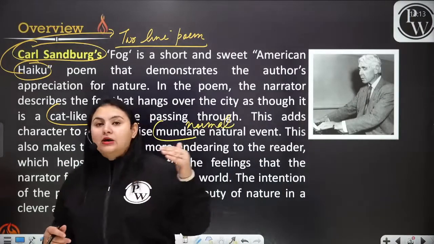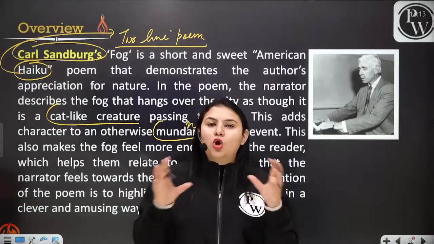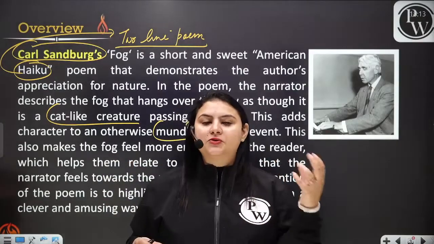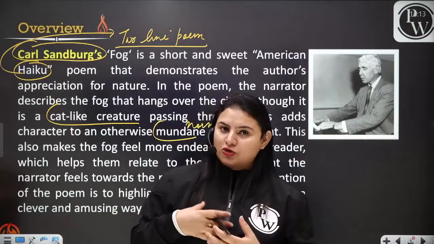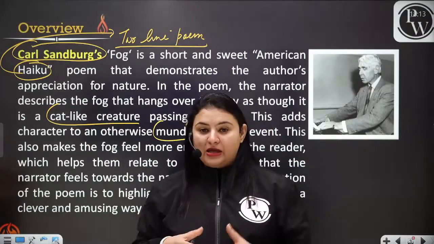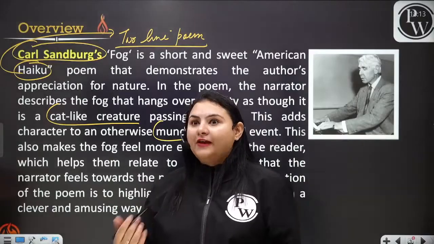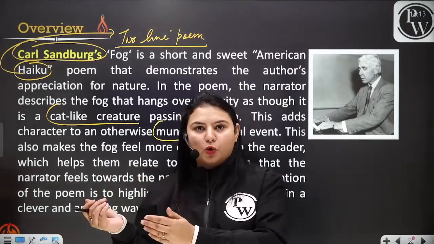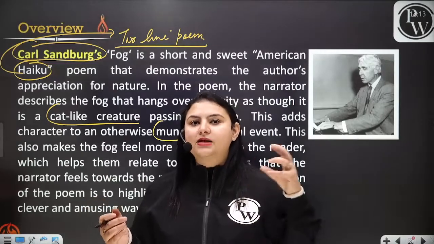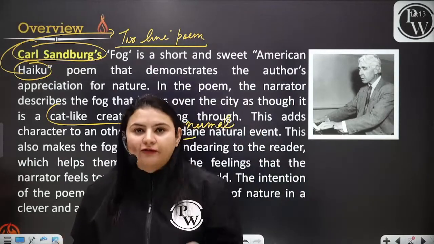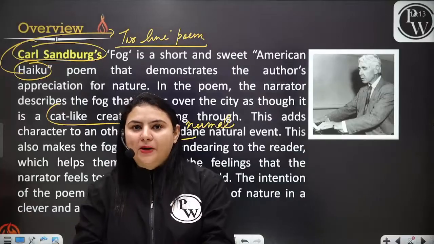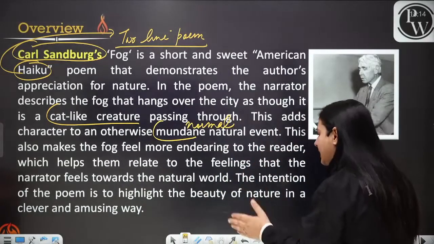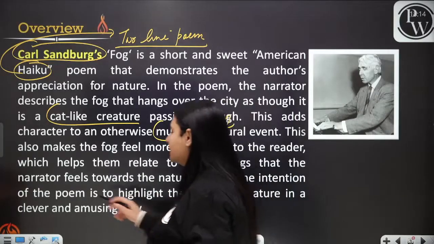A few people have a lot of love for nature. They feel very close to nature. So he also wants to demonstrate that, see, I have a lot of love for the natural world. Maybe you do not feel that kind of love. Maybe the reader does not have that much love for fog like the poet has. That is why he has compared it with a living creature, and that is a cat. The intention of the poem is to highlight the beauty of nature in a clever and amusing way.